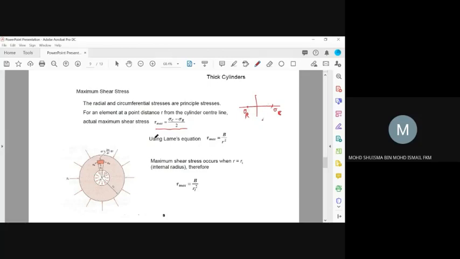And if you are using Lame's equation, there's a spelling mistake there. It's using Lame's equation. Tau max is equal to B over R squared. It's the second term of Lame's equation. Okay? And maximum shear stress occurs when R is smallest. So, R smallest for a thick cylinder is when R is equal to Ri. Therefore, tau max is equal to B over Ri squared. Right?